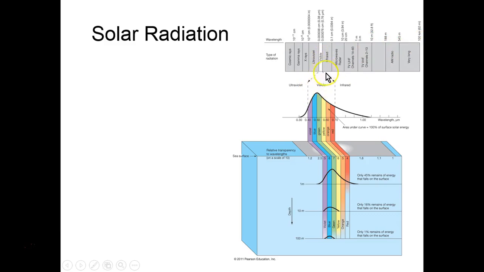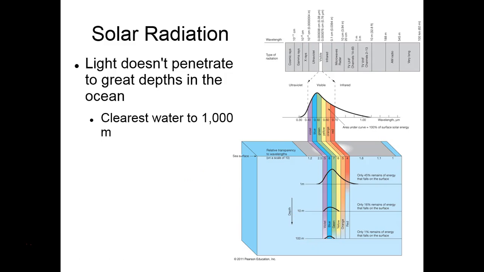Now, photosynthesis occurs by way of the visible spectrum. The visible spectrum is also broken down into wavelengths. That's why we have violet, blue, green, yellow, orange, and red wavelengths. So as the sun penetrates onto the ocean, some of those wavelengths are absorbed, and some of them are able to transfer all the way down to 100 meters or more in depth. Okay, so again, light doesn't penetrate to great depths in the ocean. In the clearest waters, light can penetrate to 1,000 meters.